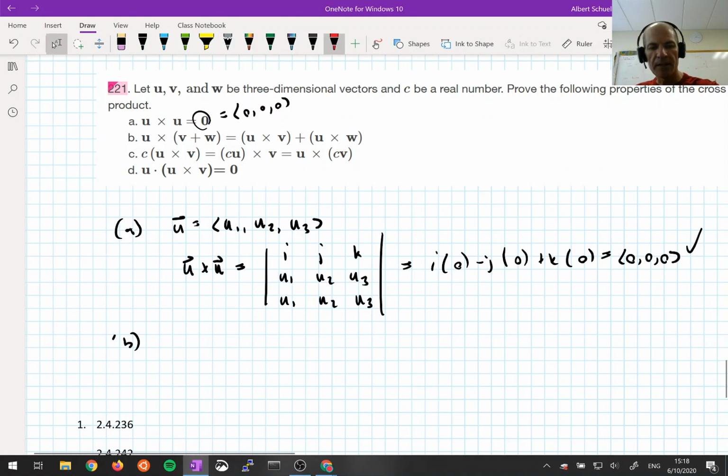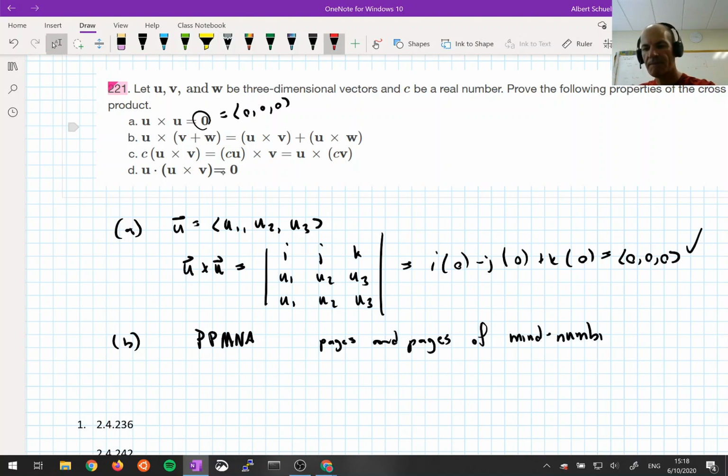For part B, I think what you'd be left doing is actually writing out u as u1, u2, u3, v as v1, v2, v3, w as w1, w2, w3, and working all of this out and combining it so that you end up with the identity. And similarly with the rest of these, so I'm just going to write PPMNA, which stands for pages and pages of mind-numbing algebra. That doesn't mean it's not worth doing, it just means I'm not going to do it here.